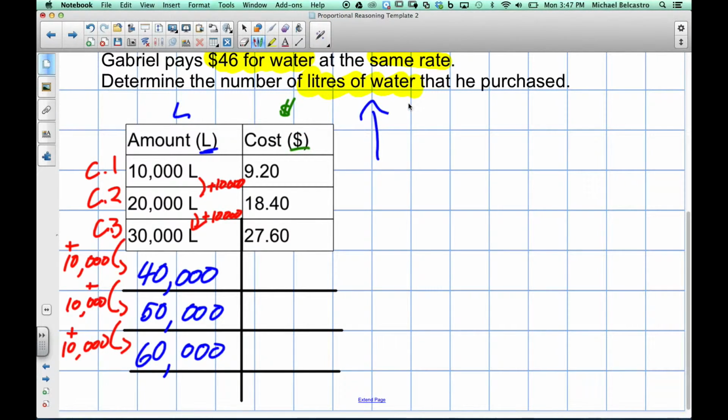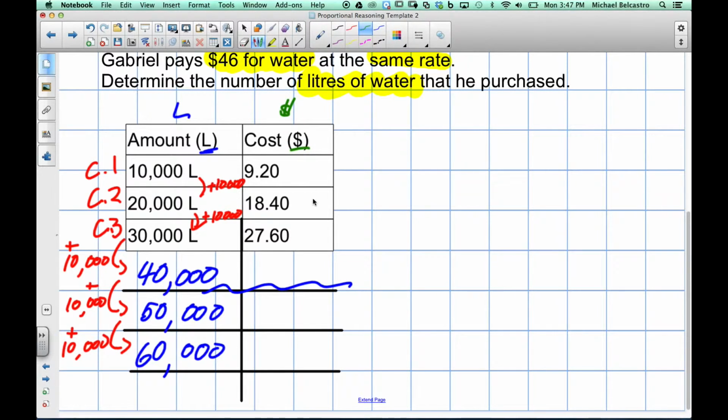And remember, that's the goal in this question. How many liters did Gabriel purchase? Well, here's our dollar amount. We're going to increase the dollar amount, and we're going to make sure it's increasing by the same amount, which it should since the liters are increasing by the same amount. We're going to increase the dollar amount until we find a value where $46 either exactly is, maybe it's one of these exact amounts, or it's between them. So let's check what it's increasing by.